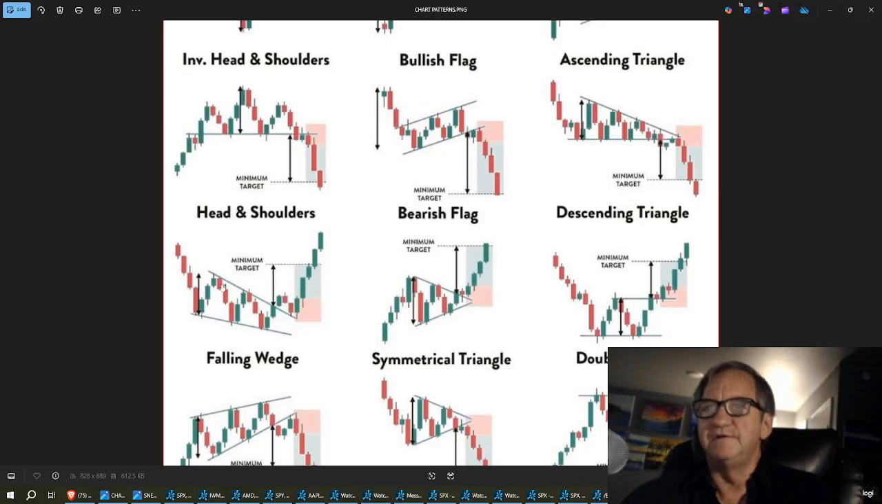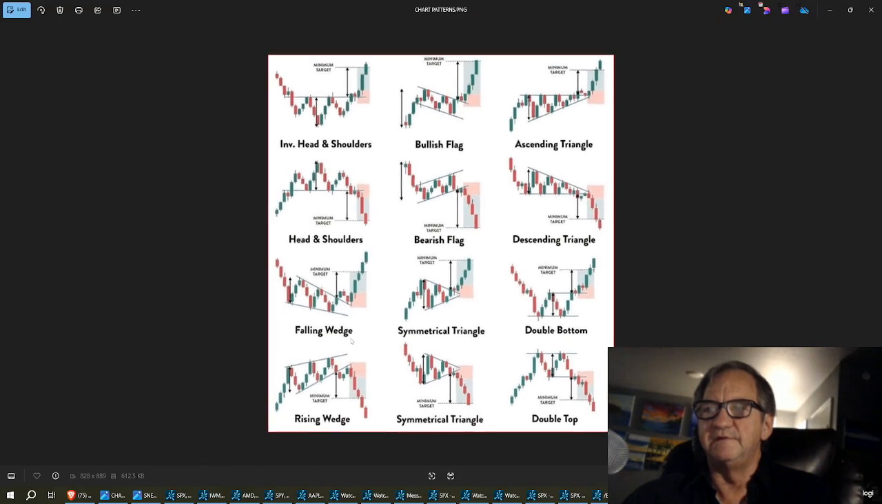But we have different ones that I talk about on a daily basis. They're the inverse head and shoulders, the head and shoulders, the falling wedge, the rising wedge, the bullish flag, the bearish flag, symmetrical bull, symmetrical bear, ascending triangle, descending, double bottom, and double top. Then we got the triple top and the triple bottom.